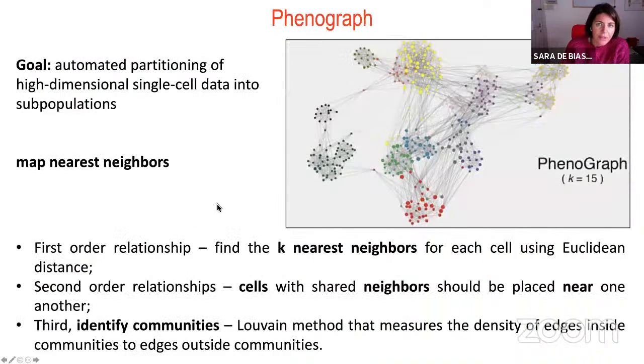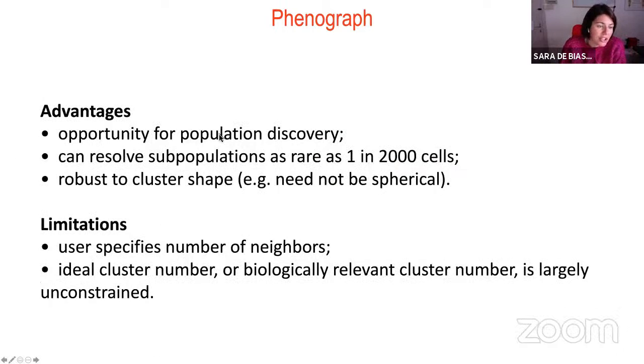Today, I would like to talk about PhenoGraph because we applied PhenoGraph in two different papers we published recently, and the goal of PhenoGraph is the automated partitioning of high-dimensional single-cell data into subpopulations. PhenoGraph is really important because it can map the nearest neighbors. PhenoGraph is able to cluster your data on the basis of three orders of relationship. The first order of relationship is that PhenoGraph finds the K nearest neighbors for each cell using Euclidean distance. The second order relationship is that cells with shared neighbors should be placed near one another. And third, it identifies communities by the Louvain method, which measures the density of edges inside the communities compared to the edges outside the communities.